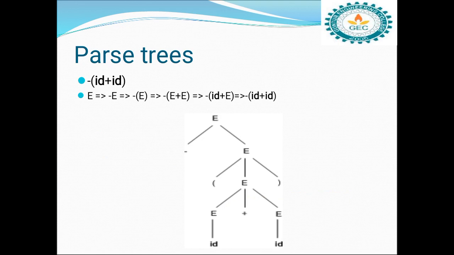So E tends to E minus E first. Again replace E with open braces E closed braces. Again E tends to E plus E. Then E tends to ID, E tends to ID. You can write it starting from left to right. So the leftmost is ID minus open braces ID plus ID closed braces, reaching the root node. So the string is accepted. This is the parse tree of the given productions.